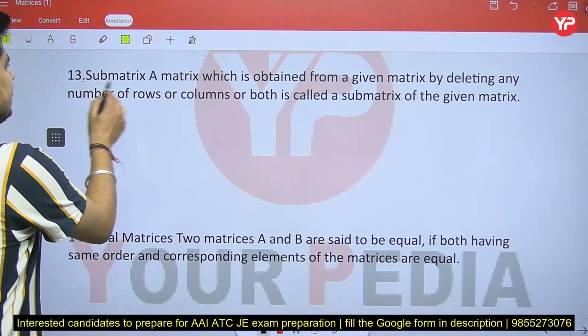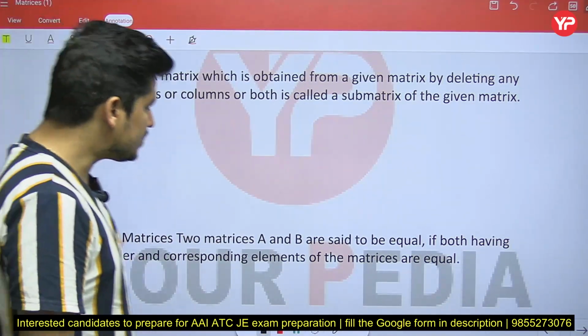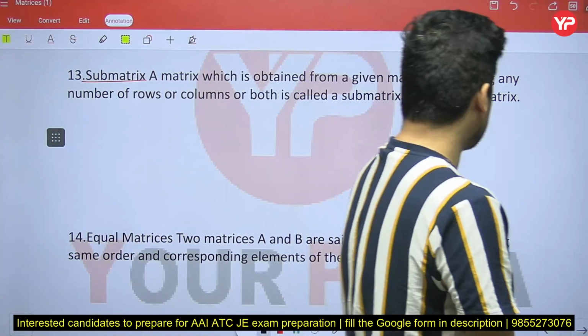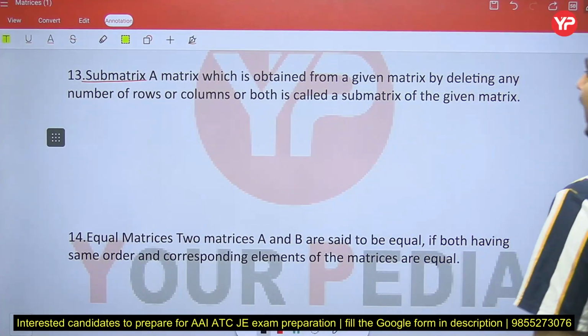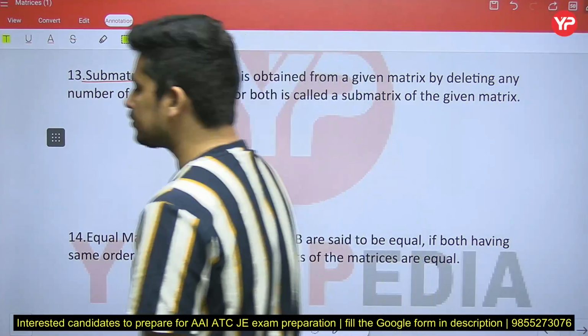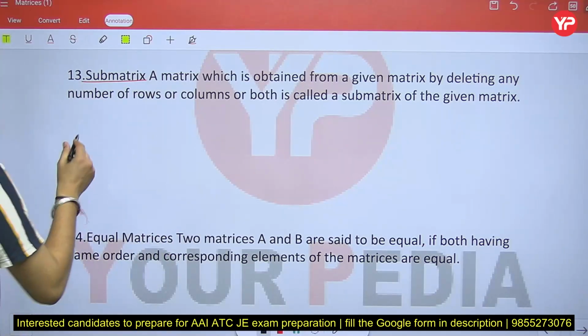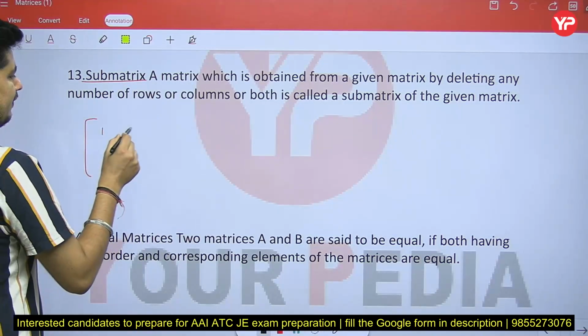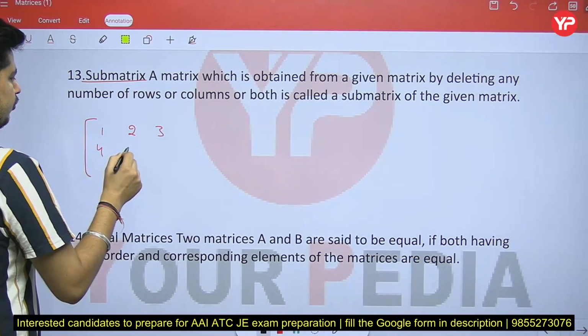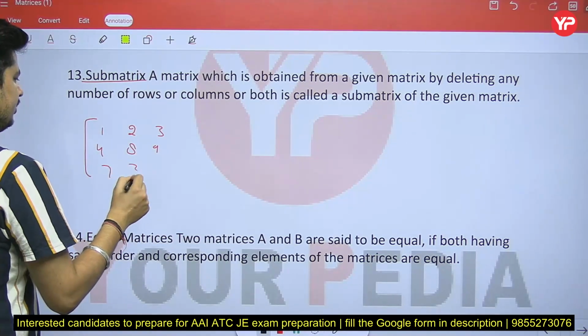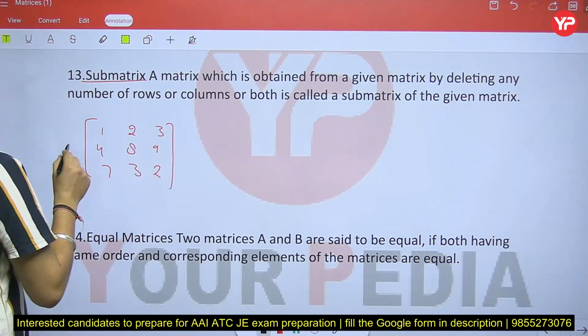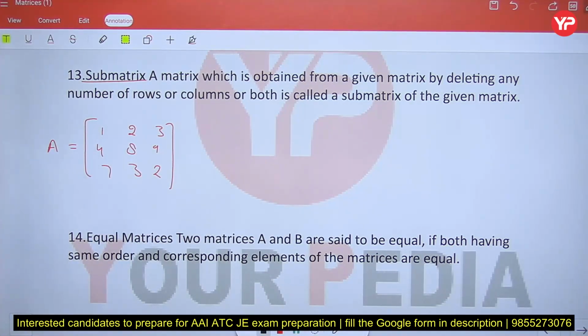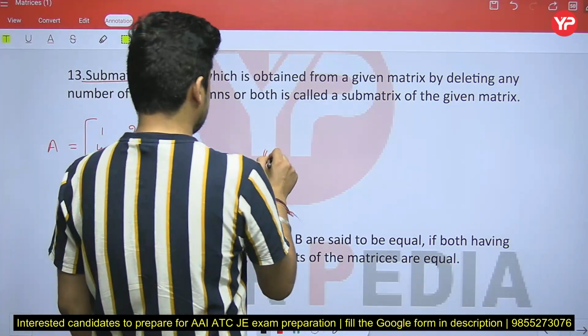submatrix. A submatrix is obtained from a given matrix by deleting any number of rows and columns or both. Let us take an example. We have a matrix 2, 3, 4, 8, 9, 7, 3, 2. This is a matrix A and we are writing its submatrices. So its submatrix is like that.